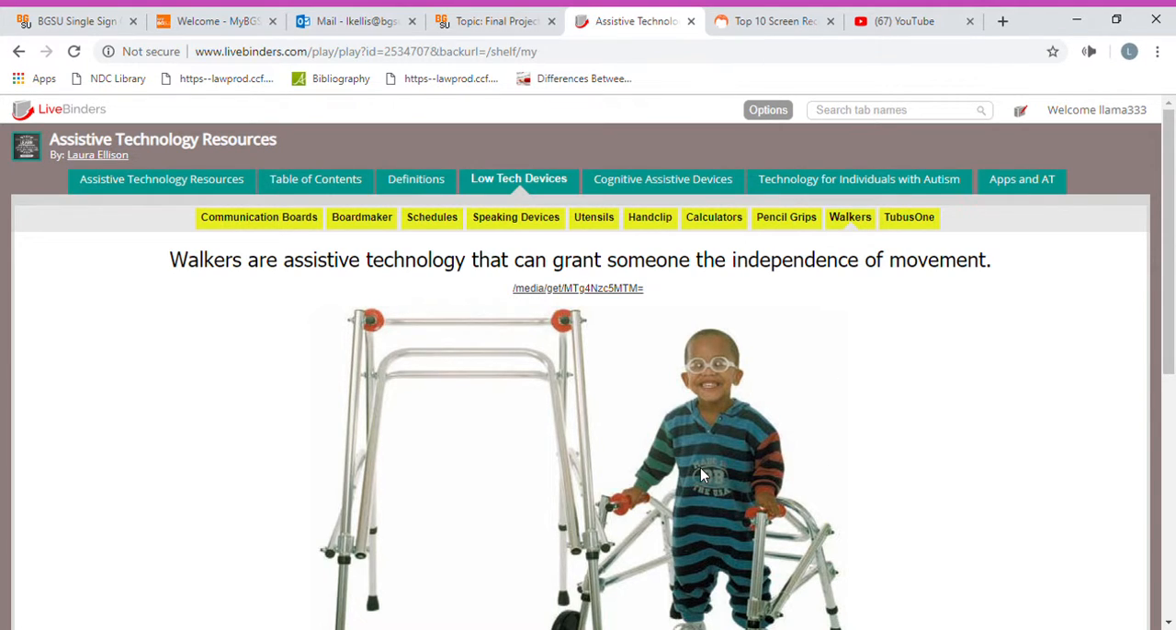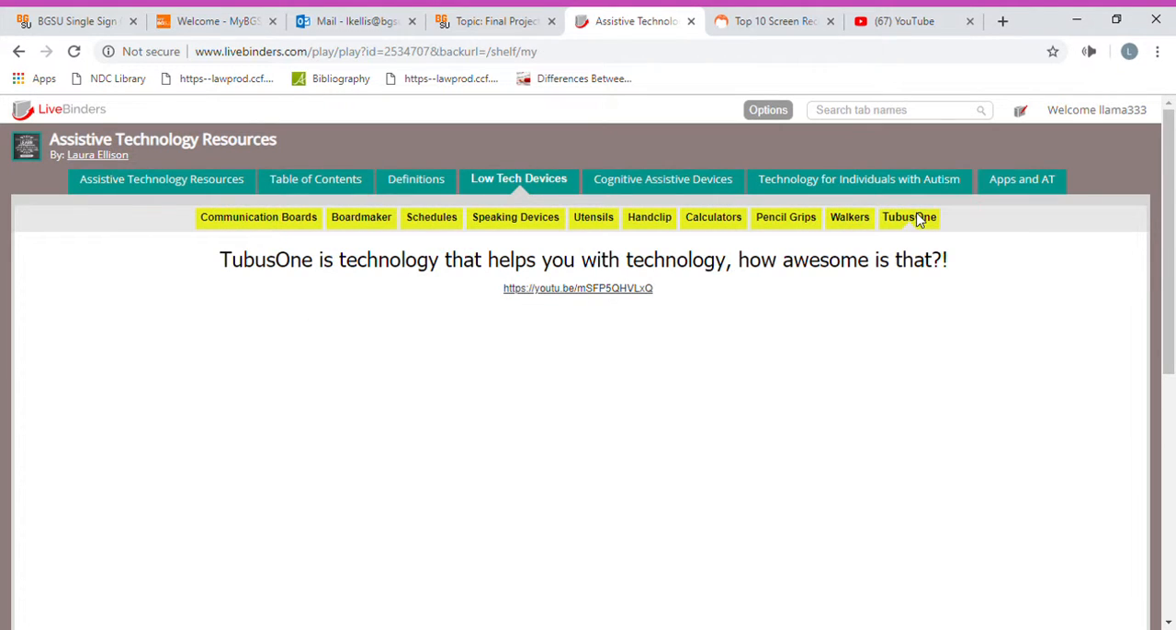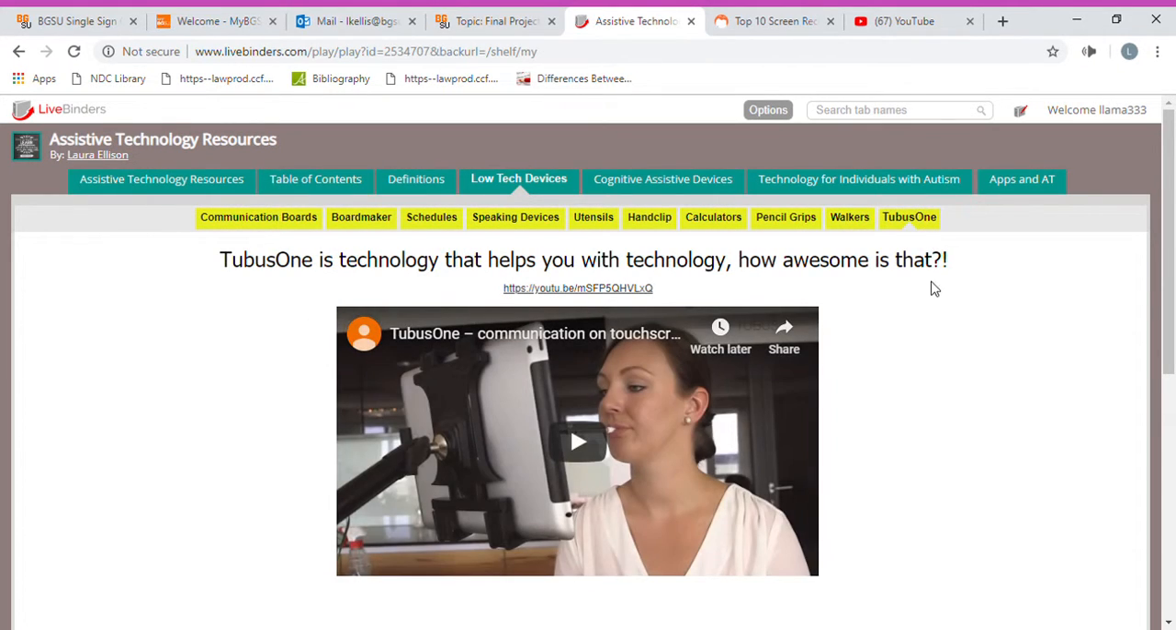Walkers can be something when you're in a public school and you have special ed children and people who have never seen a walker. So I have a child and we just put a bunch of stickers and license plates on his walker so everyone actually likes it. Tubis One is interesting. It's a device that you put in your mouth if you have no use of your limbs, and you can press buttons on an iPad or a keyboard.